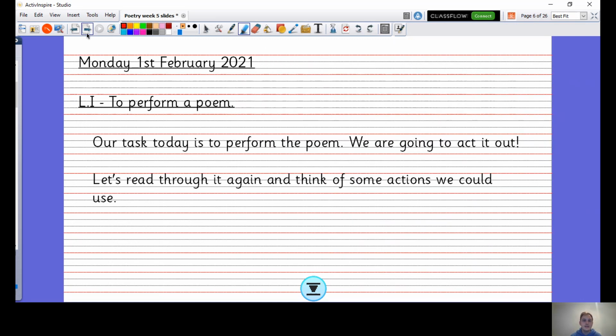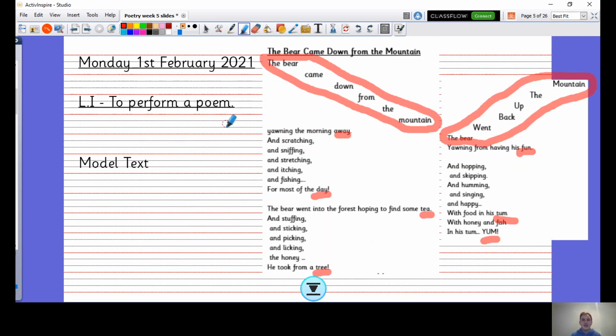So our task today is to perform that poem. Okay, we're going to be acting it out. Let's read through it again and let's have a little look at some of the actions that we can use. So the bear came down from the mountain. So what I want you to do at home is pretend to be the bear. Act out coming down a mountain for me. Off you go, act it out.